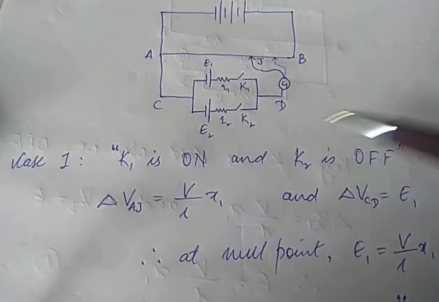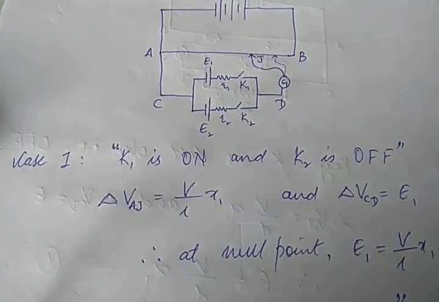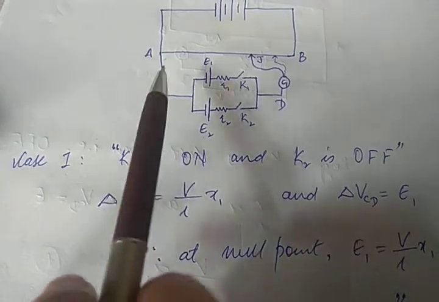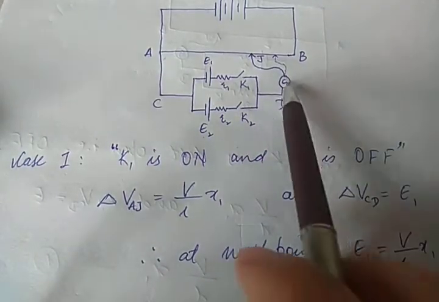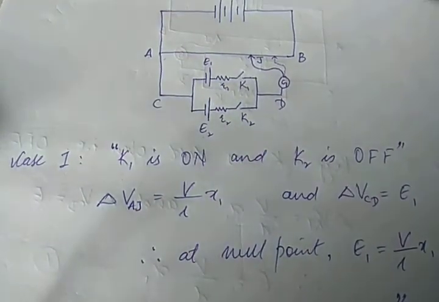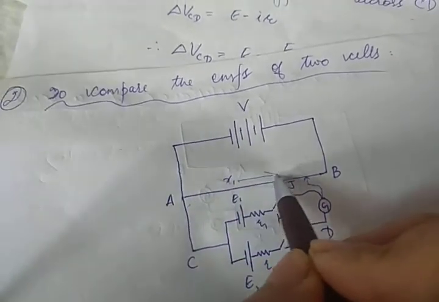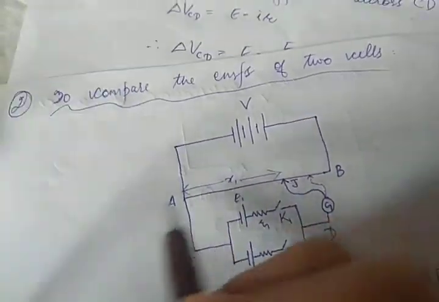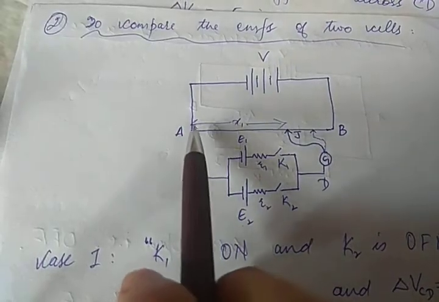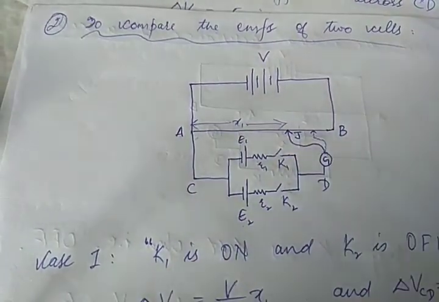So when K1 is on and K2 is off, say for example, we find the null point at this particular point. When you place the jockey at this particular point, we find the null point. Let us suppose that this distance AJ is x1. Don't forget that the length of AB is L.